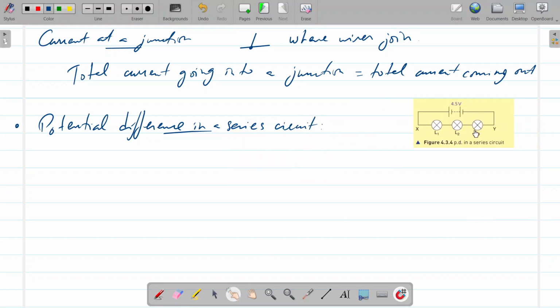So here is another series circuit. You can see you've got 3 lamps connected to a 4.5 volt supply. And in a series circuit, the potential difference is split across the components.